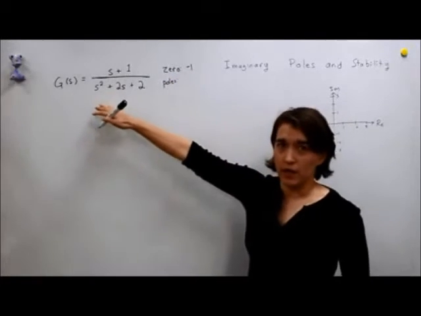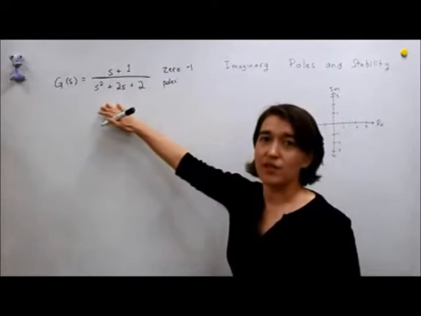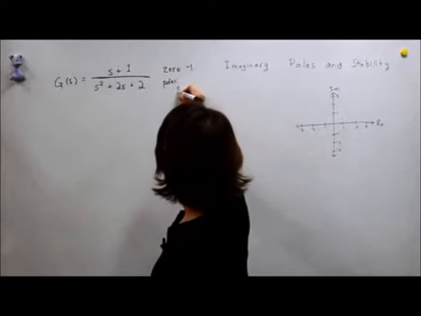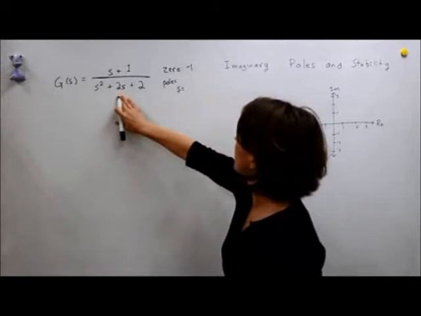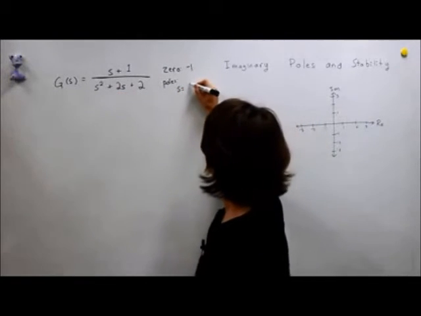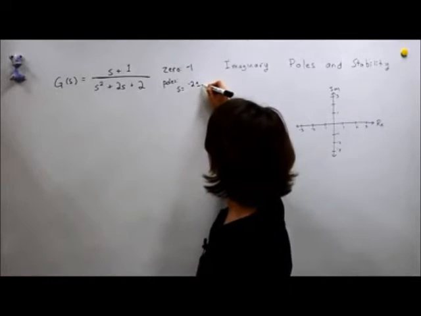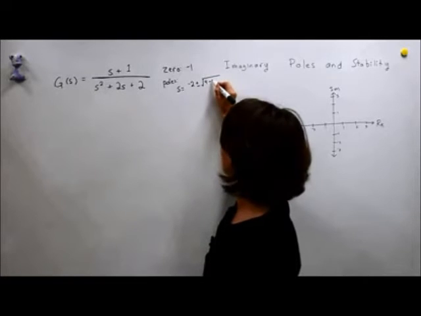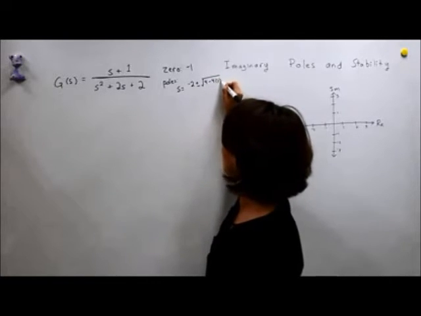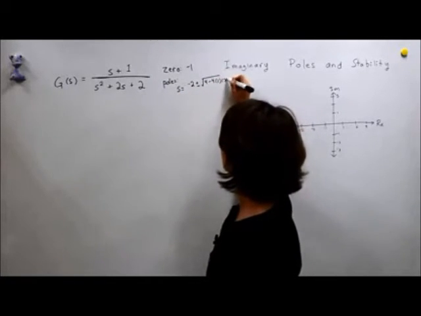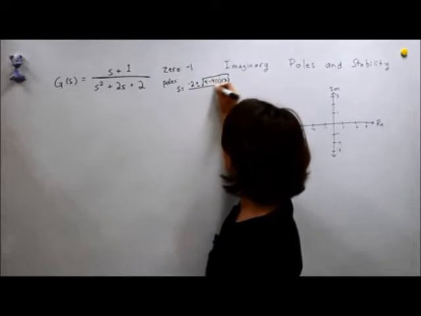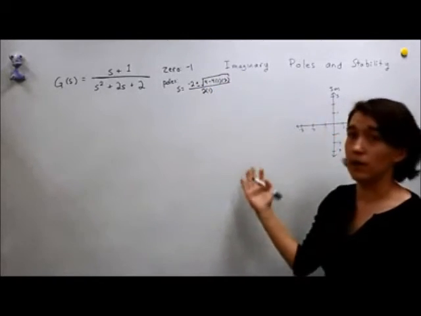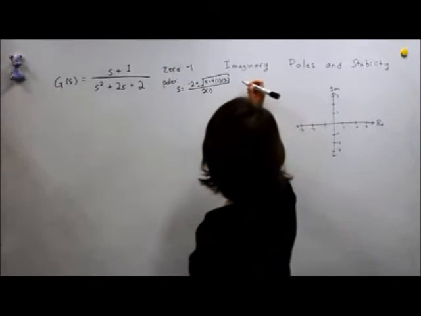Alright, so we can't factor this directly, so we have to use the quadratic formula. So for that, we have to find s equal the opposite of b, so -2, plus or minus the square root of b squared minus 4ac, where a is 1 and c is 2, all of that over 2 times a. So there's our setup, and now we just need to solve for this.